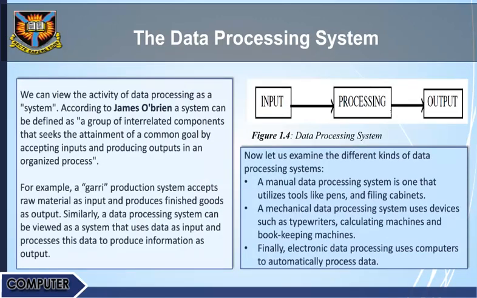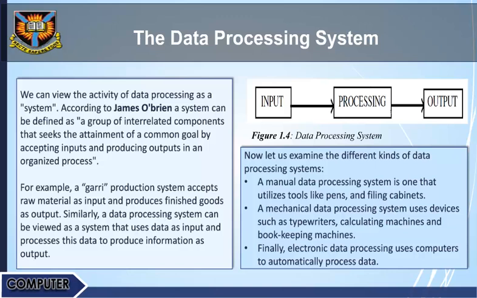We can view the activity of data processing as a system. According to James O'Brien, a system can be defined as a group of interrelated components that seeks the attainment of a common goal by accepting input and producing output in an organized process. For example, a garri production system accepts raw material input and produces finished goods as output. Similarly, a data processing system can be viewed as a system that uses data as input and processes this data to produce information as output. Input to processing to output.